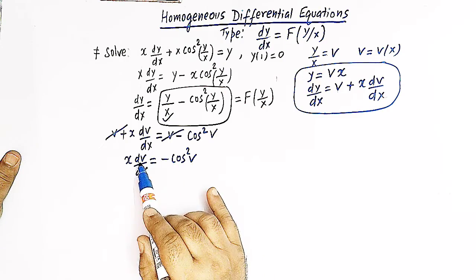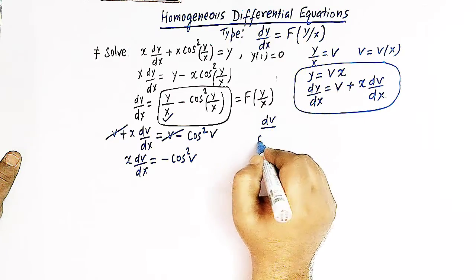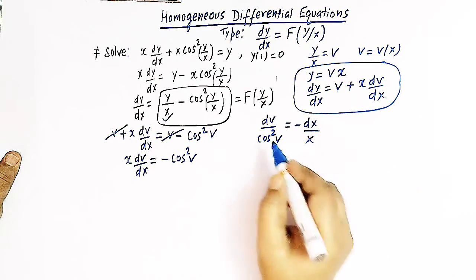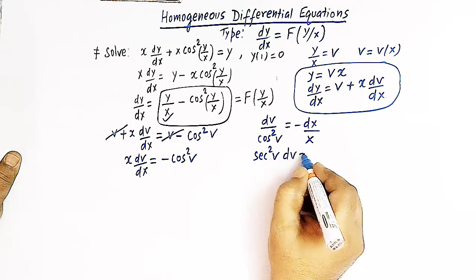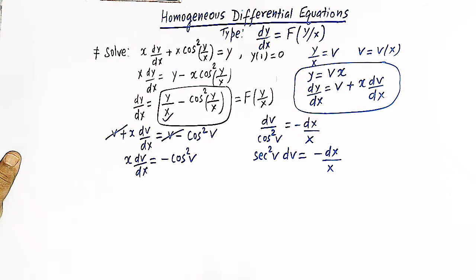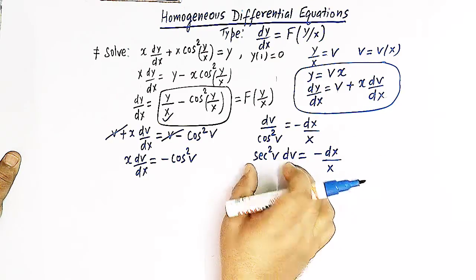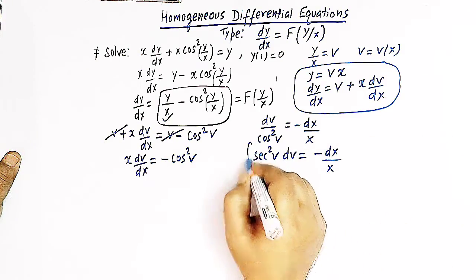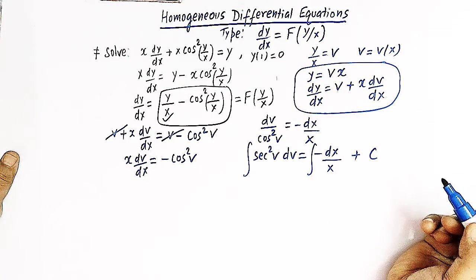So we can take v to one side and x to the other side. So now we have dv over cos square v, and here we have minus dx over x. Now 1 over cos square v is secant square v, and here we have dv, and this is minus dx over x, right? Okay, so now we have the variable separable form. We have v on the left hand side and x on the right hand side. So now we can integrate both sides, and here we can take the constant of integration as c, right?